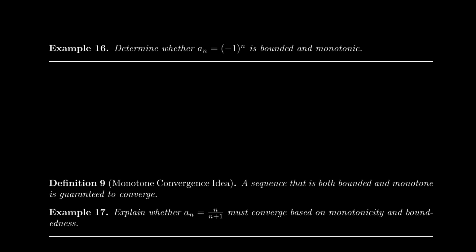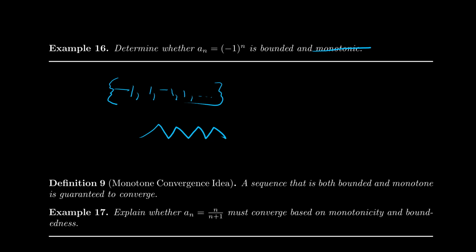However, determine whether the alternator is bounded and monotonic. It is not monotonic. Remember, this is the sequence -1, 1, -1, 1, so on and so forth, like that. It jumps up and then down and then up and then down and then up and then down. So it's not always decreasing or always increasing. So that's not the case.